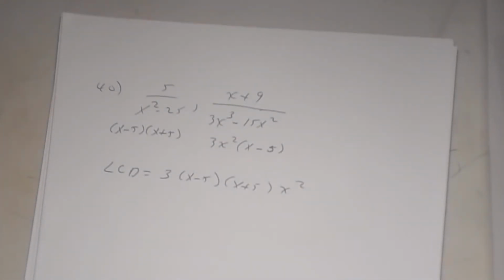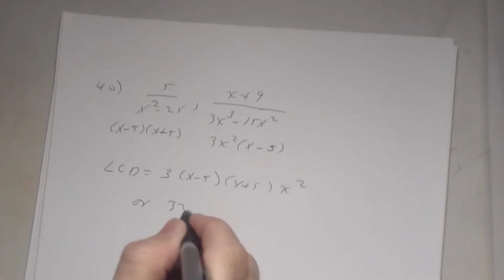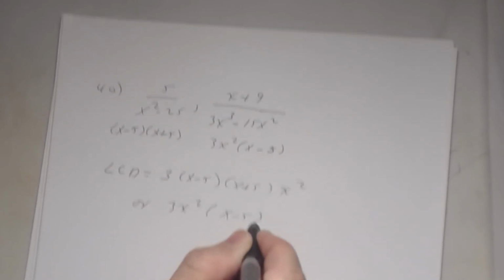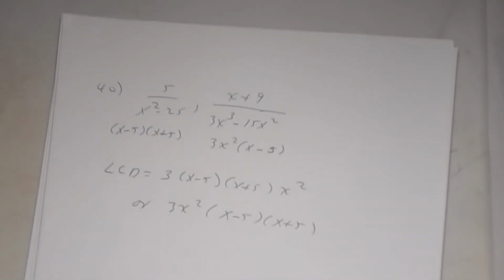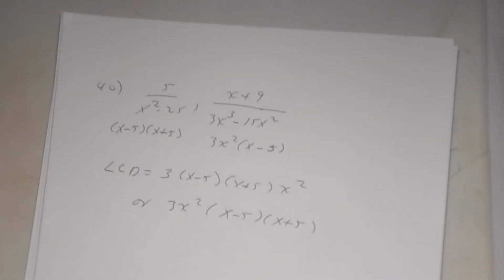Okay. So you can leave the answer like this, but we tend to put the monomial factors in front of the binomial factors. So you could write it as 3x squared times x minus 5 times x plus 5. All right, that's how we tend to prefer to write it. But either one's fine. You can put the x squared at the end. 3x squared looks more natural. It does. All right. Now let's do number 34.